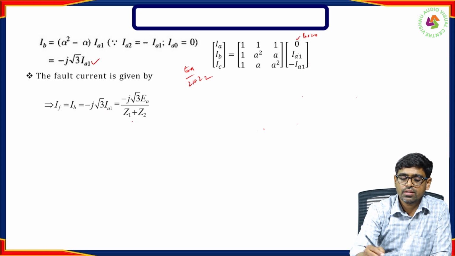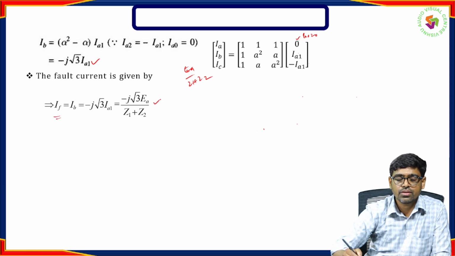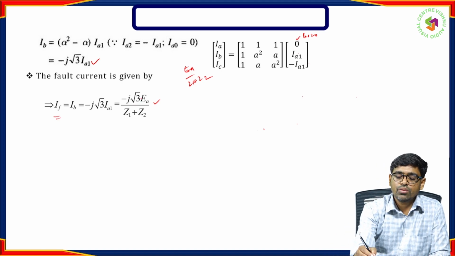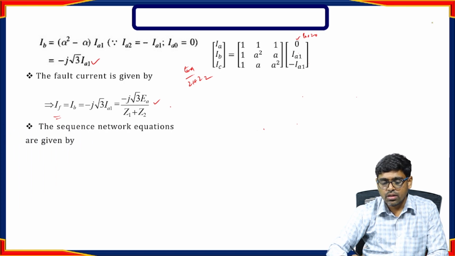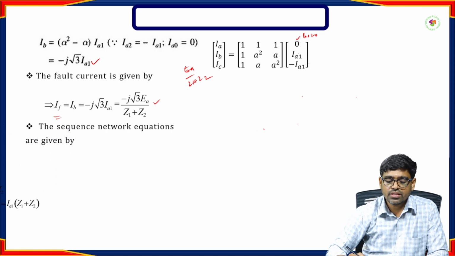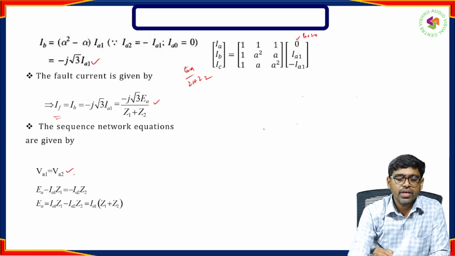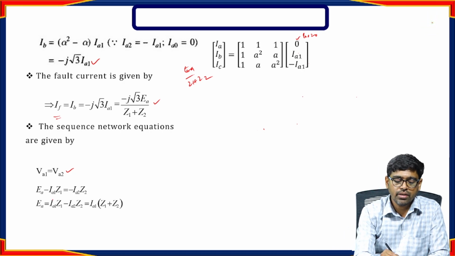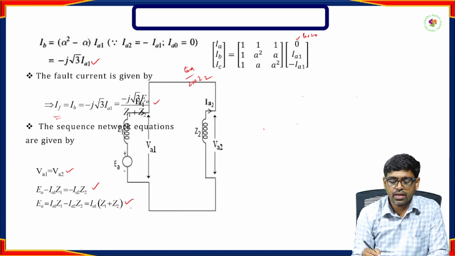If you substitute that, then it is your fault current. So the fault current relation in case of a double line fault is minus j root 3 EA divided by Z1 plus Z2. So these sequence network equations are given. VA1 equal to VA2 means positive sequence and negative sequence voltages are equal. That is, EA equal to minus IA1 Z1 equal to minus IA2 times Z2. From this we can get the EA value.